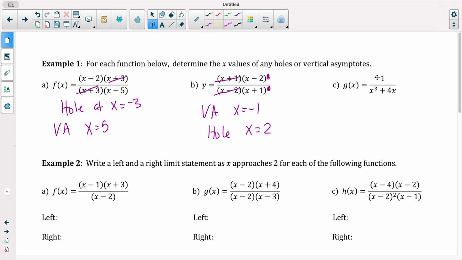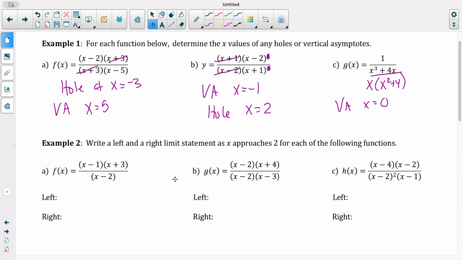Okay, so for this one, again, if I factor, I'm going to have x times x squared plus 4. Nothing cancels, right? There's no holes, but I do have vertical asymptotes at 0 and, technically, it would be an imaginary one, but you can't have imaginary asymptotes, right? If I factored it, I would get plus or minus 2i, but those aren't considered vertical asymptotes because they are imaginary. So you don't have to worry about x squared plus 4 ever equaling 0, right? So you just have a vertical asymptote at 0.